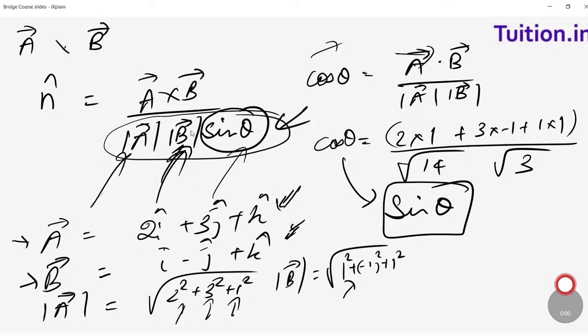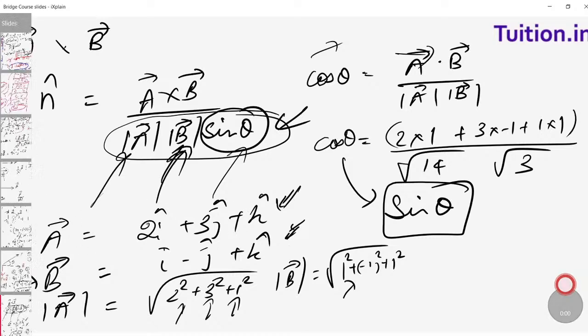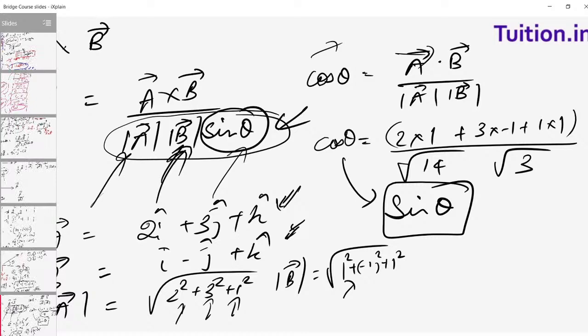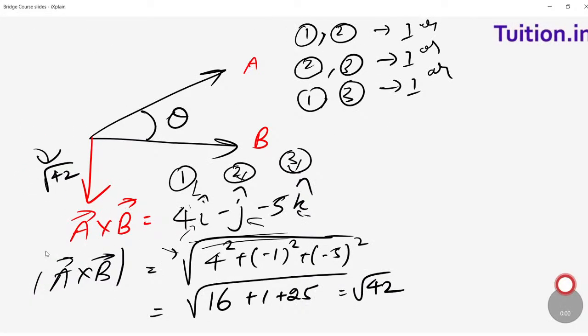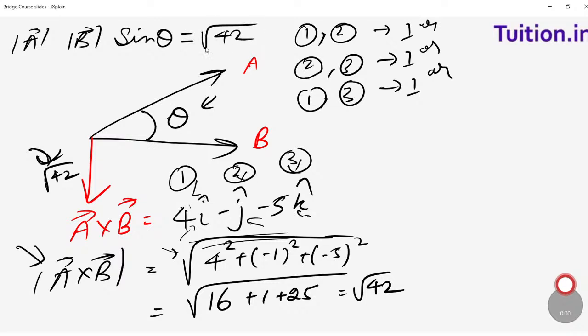So isn't it too much effort? First finding mod A, then finding mod B, then finding the angle between them in the form of cos theta, and then finding sin theta from that, and then multiplying these three things together. Instead of this, what can I do here? I already have A cross B. This root 42, if you first find the magnitude of A, then the magnitude of B, then the angle between A and B, then take cos theta and multiply with sin theta, whatever you get will also be root 42, right?